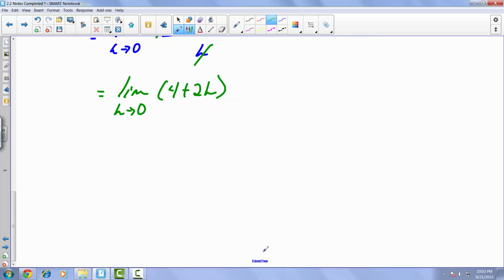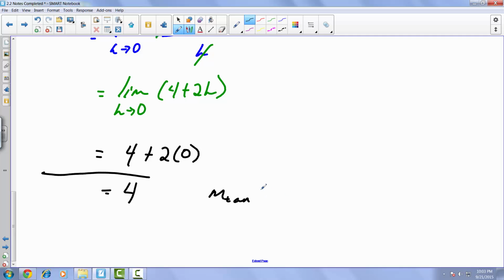Going ahead now and using our direct evaluation, we end up then with 4 plus 2 times 0, which then just gives us the slope of the tangent line, specifically at this x value 1. And again, in terms of function notation, the slope, or the derivative, of our function at this particular point comes out to be 4. So again, that is example 2 from our 2.2 set of notes.